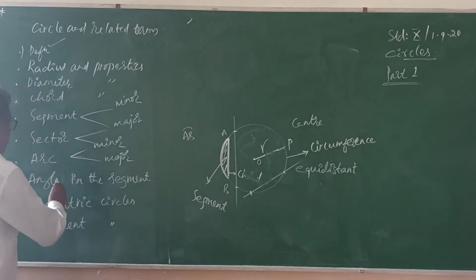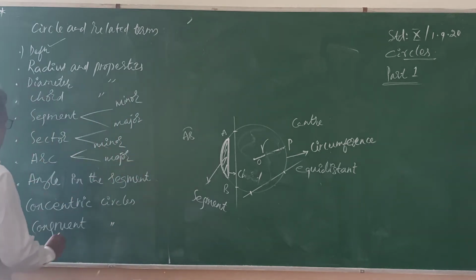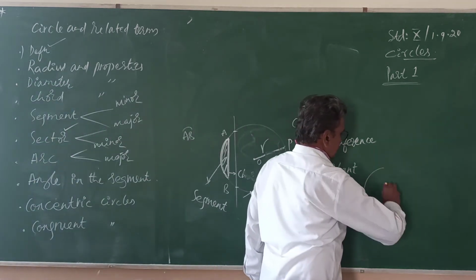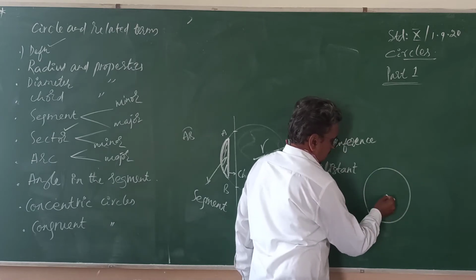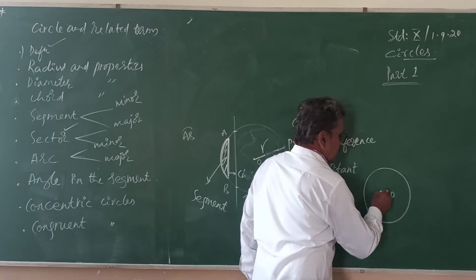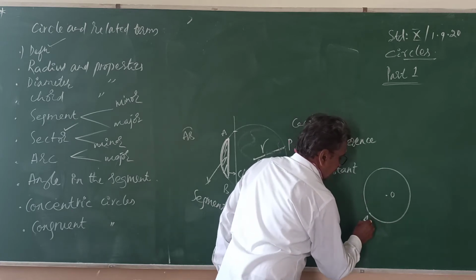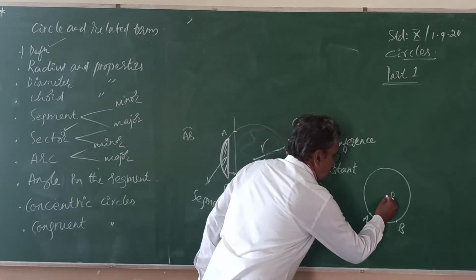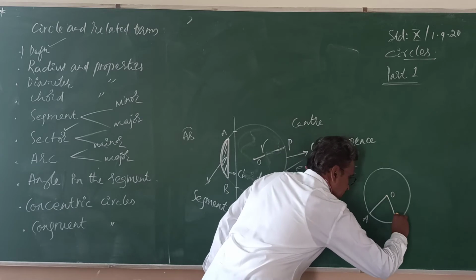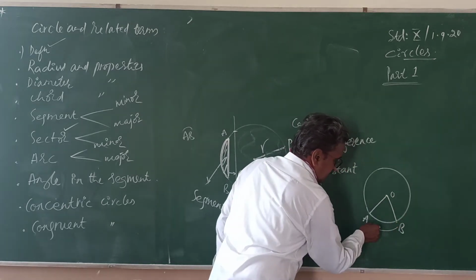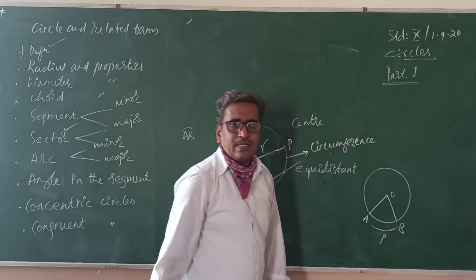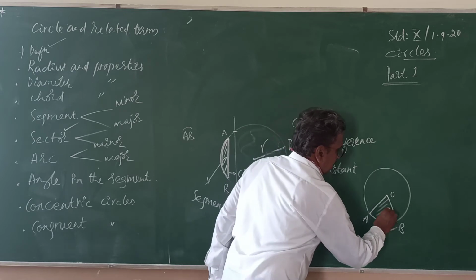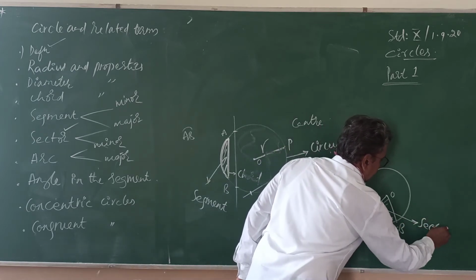Okay. Next, after arc, is the sector. O is the center of the circle. A and B are two points on the circumference of the circle. So OA is a radius, OB is a radius, and AB is an arc. So this is called a sector.